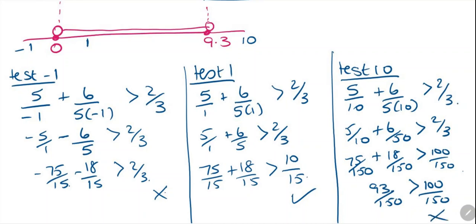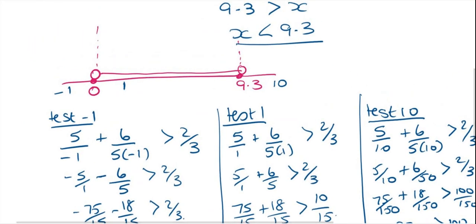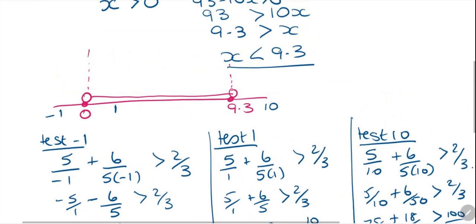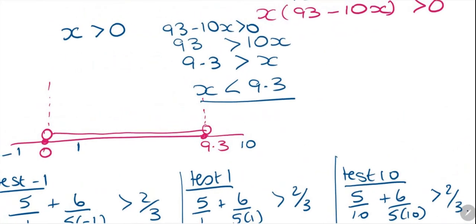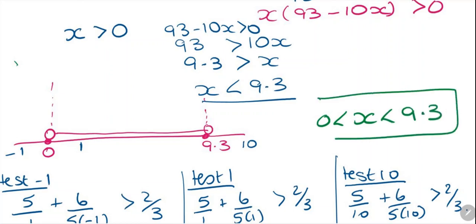So we know that the area we have, it works, it is within this limit. So we can say that our value, so x, is actually greater than 0 and it's less than 9.3.